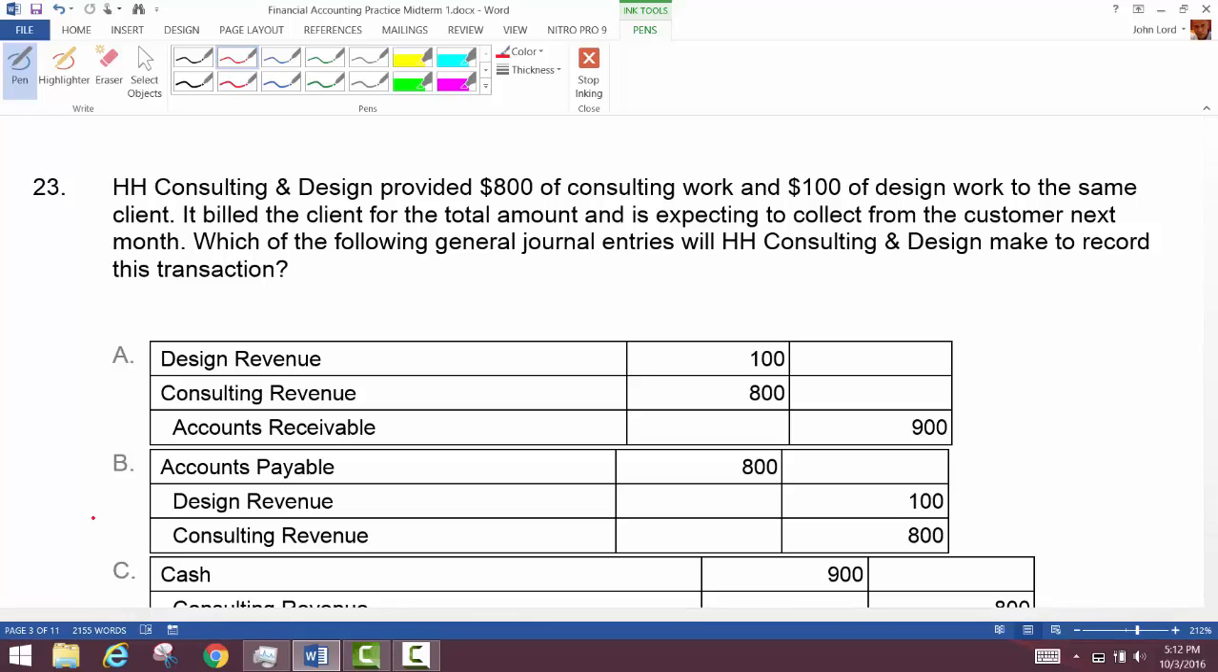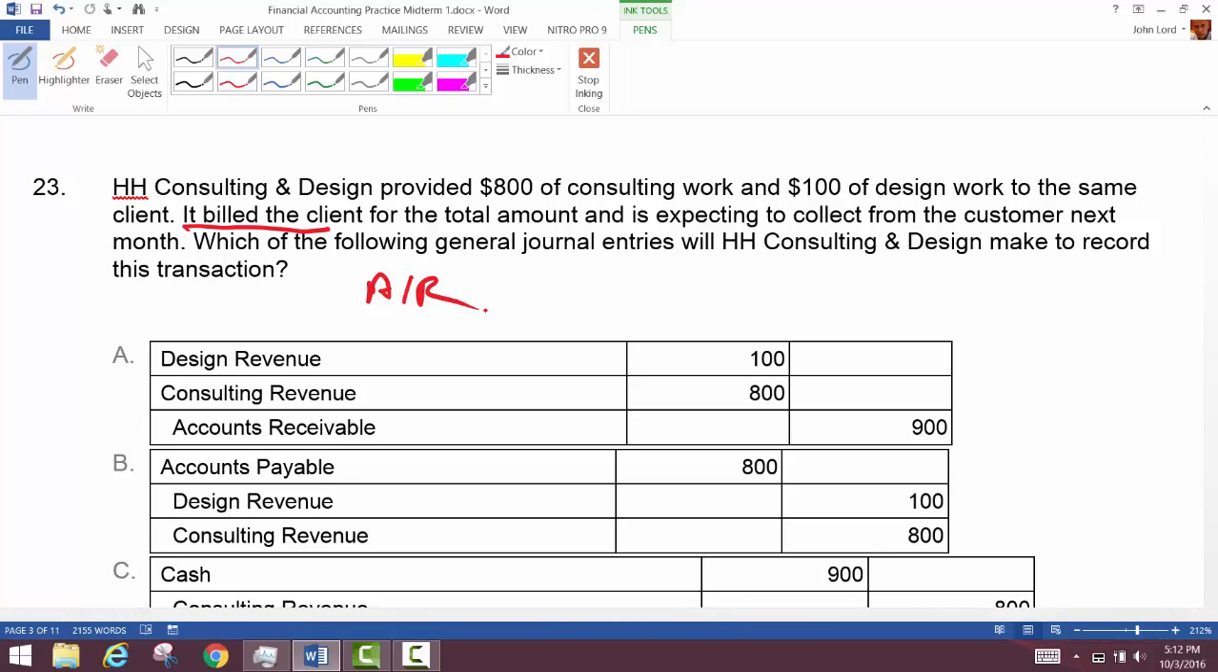HH Consulting and Design provided $800 of construction work and $100 of design work to the same client. It billed the client for the total amount and is expecting to collect from them next month. So when we bill the client, we know we're going to have what? Accounts receivable. And since we've already provided the service, we know we're going to have revenue, right?